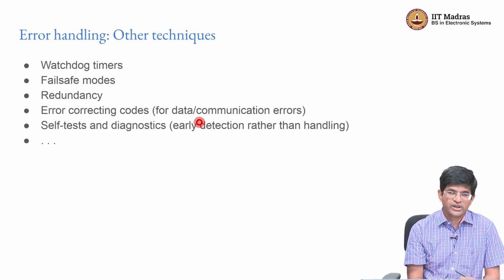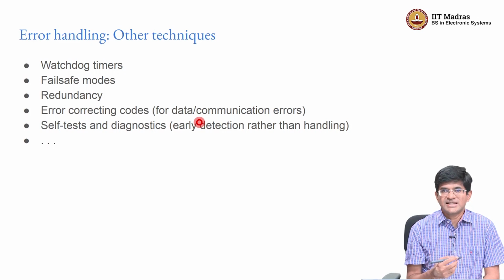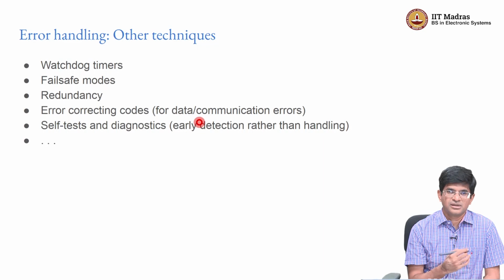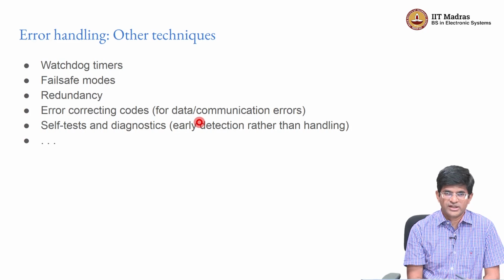For communication, you can have error correcting codes. Self-tests and diagnostics are used a lot, especially when a system starts up and boots up initially, right? The point is that there are many different ways by which errors can be handled. Ideally, you want to prevent the errors from happening, or you want to catch them as early as possible at compilation time. If they happen at runtime, you need to have some way by which they can be handled in a way that is as easy as possible for the user to respond to.